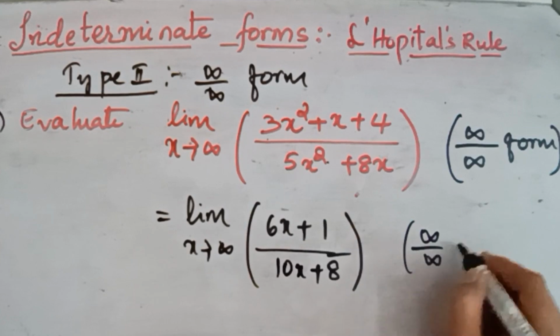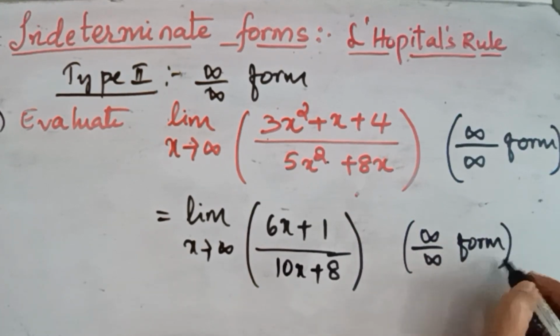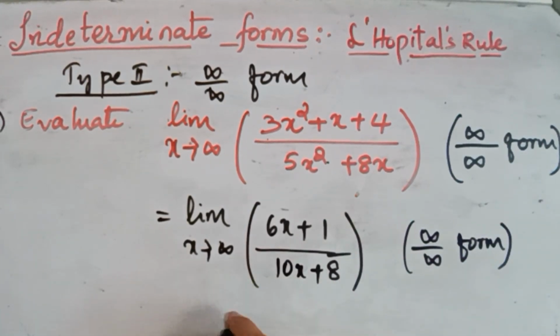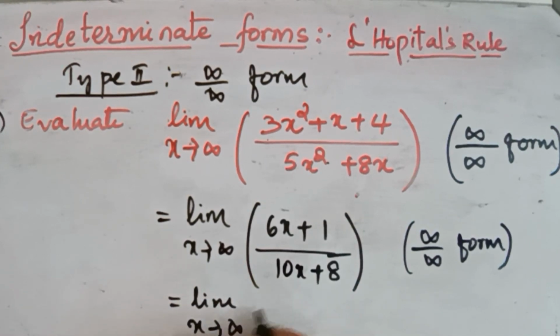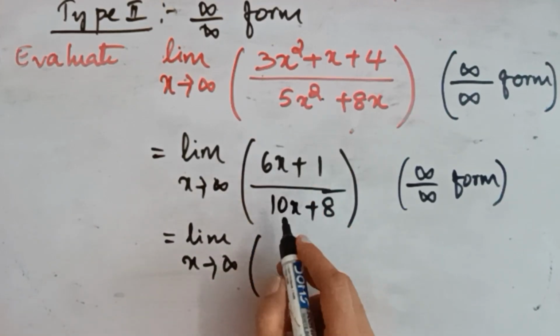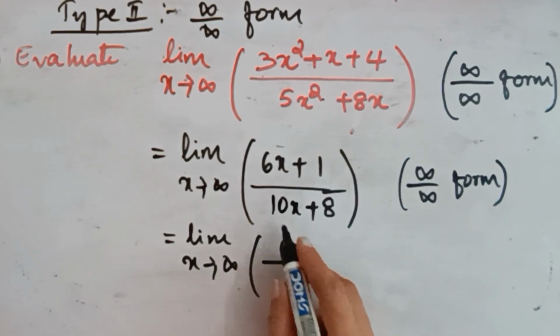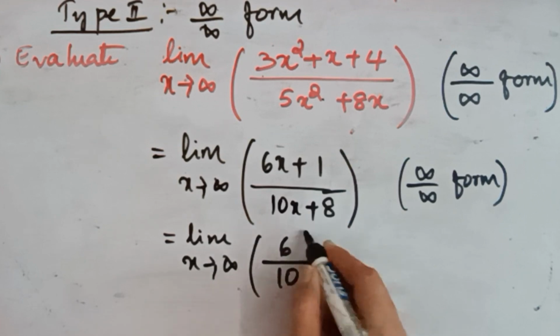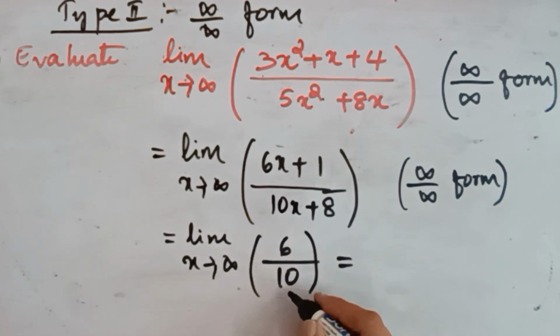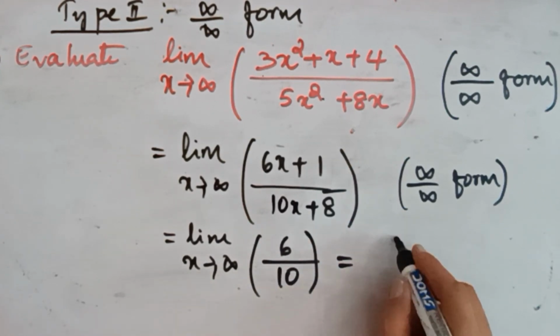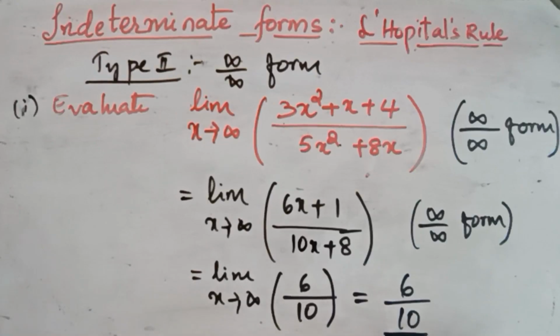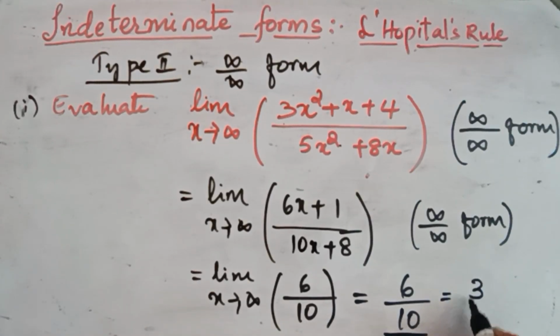Now, when you apply the limit once again, you will get infinity plus 1, which is infinity by infinity form. Hence, once again, you have to differentiate numerator and denominator separately, limit x tends to infinity. The derivative of 6x is 6, divided by the derivative of 10x, which is 10. So when you apply the limit, it is independent of x now. The answer is 6 by 10, which is equal to 3 by 5. So this is the value of the limit.